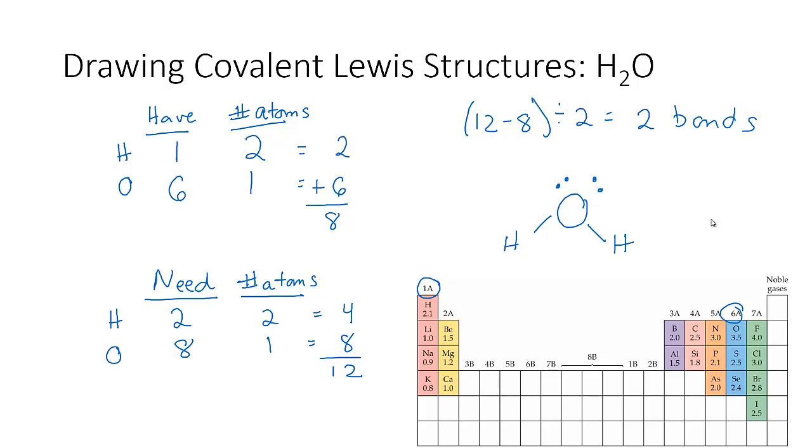And so that's how you draw Lewis structures. It's really just a systematic approach: make sure you put the least electronegative atom in the middle, put the right number of bonds, and fill in the remaining electrons around the outside.